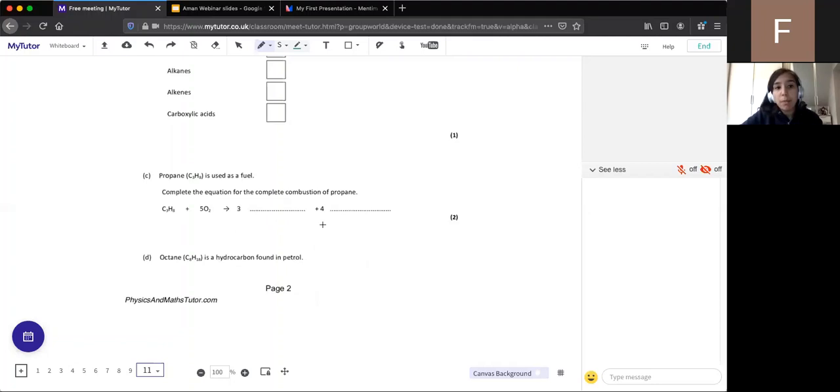So the complete combustion of propane, what does it produce? And they've actually balanced it for you, which is really nice.